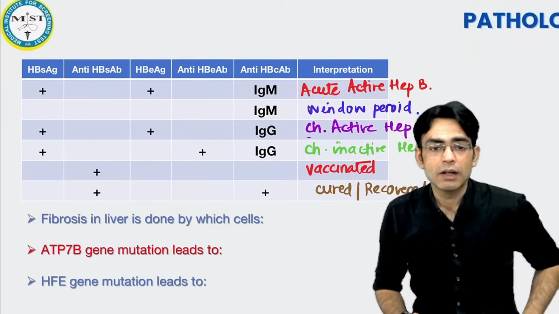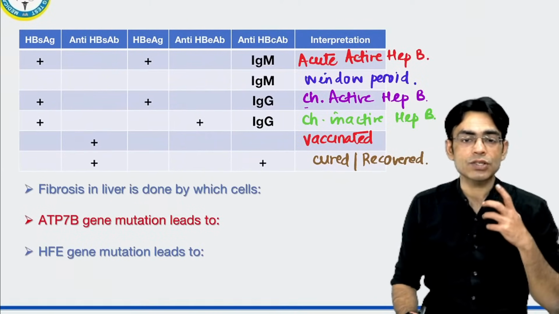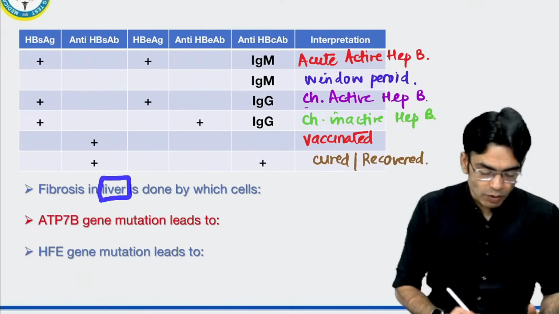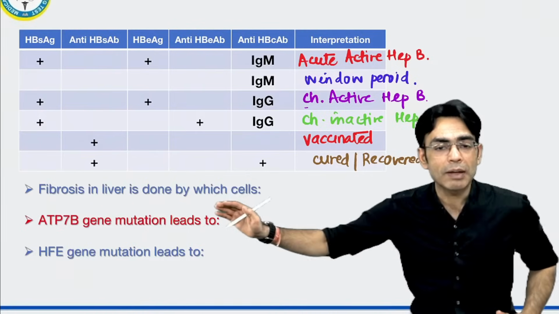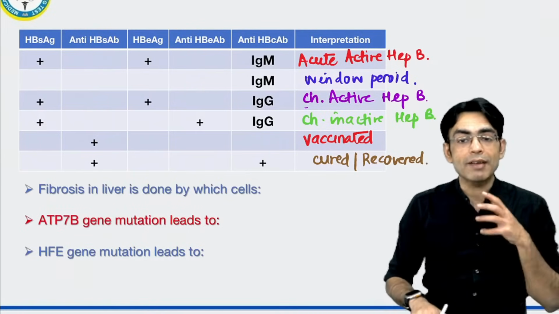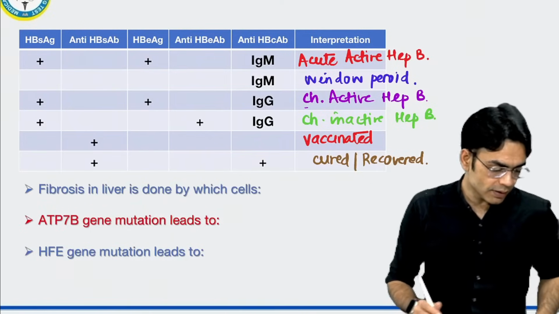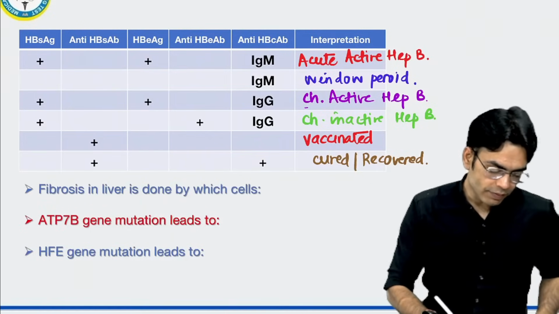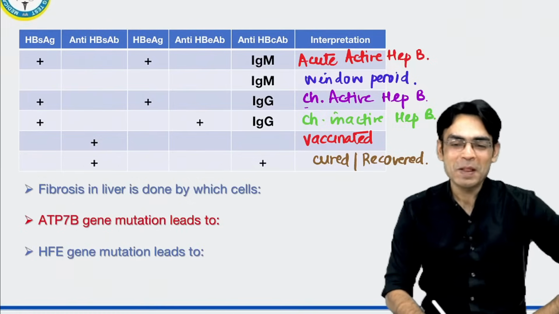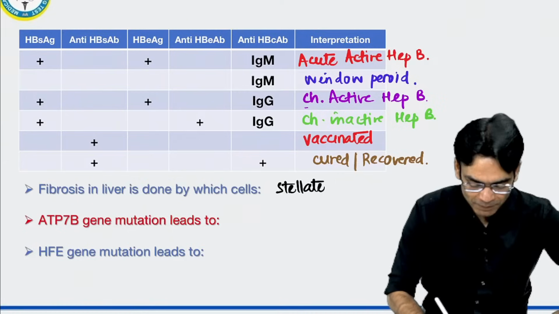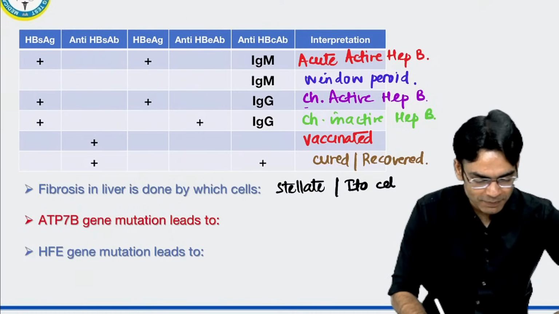Nice. Fibrosis in liver is done by which cells? Okay son, so this is liver. If liver was here, alcohol would have been the answer. But fibrosis in liver is done by which cell? Please tell. Yes, it is done by stellate cells or Ito cells.